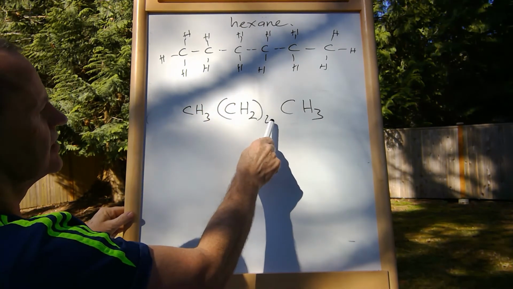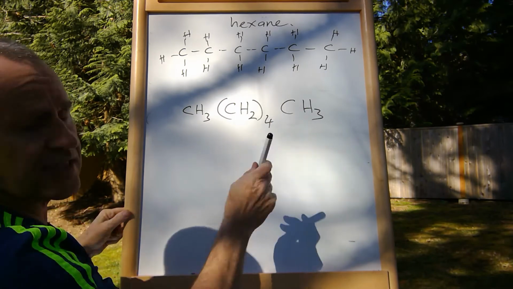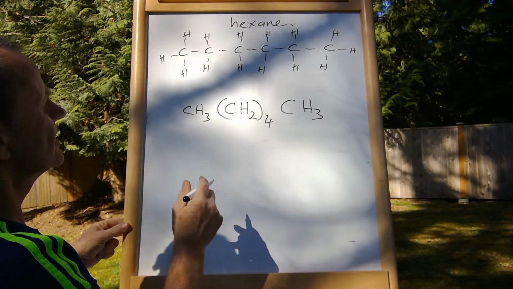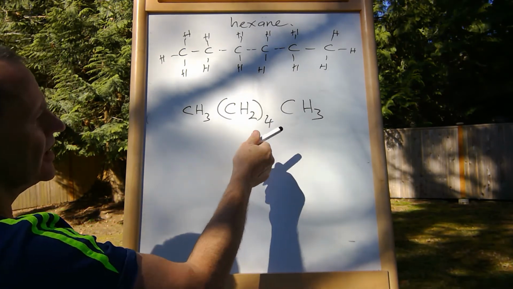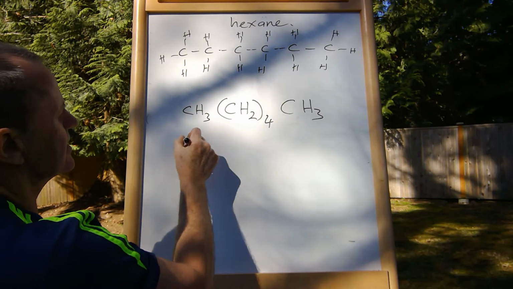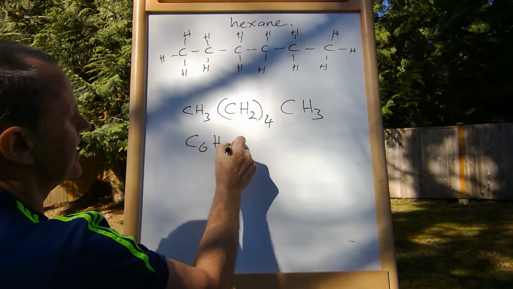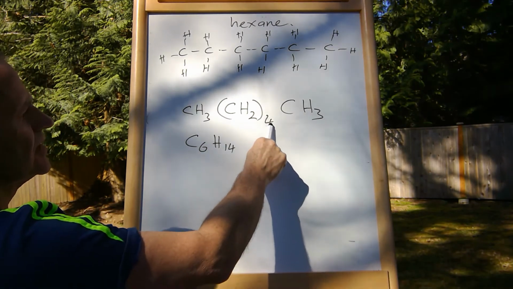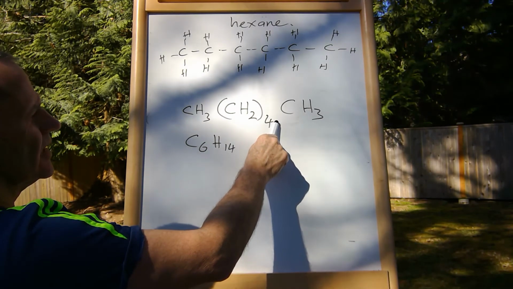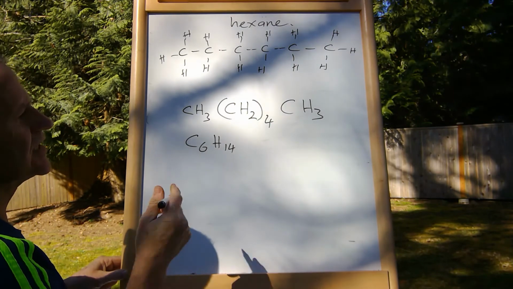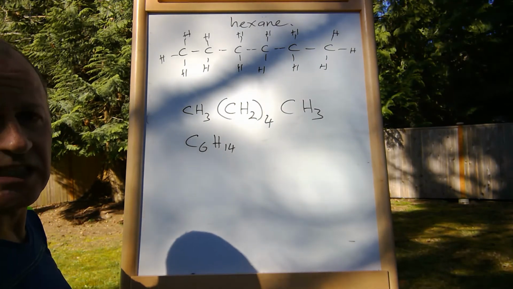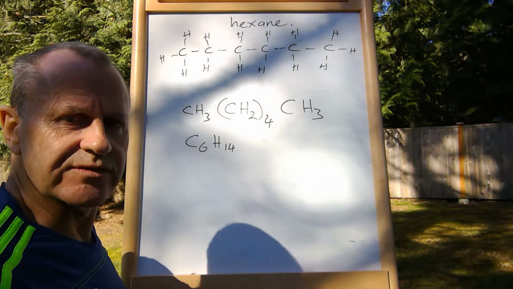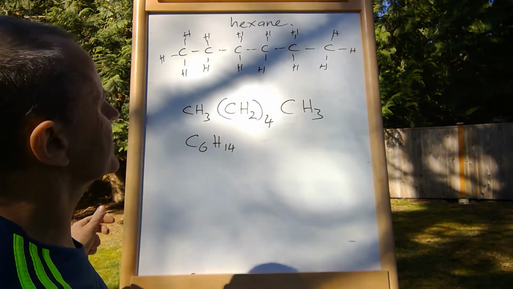So there's another way of showing hexane. 1, 2, 3, 4, 5, 6 carbon atoms, and then we can add up the hydrogen atoms also, and it's going to end up being C6H14. 3 plus 3 is 6, plus 2 lots of 4, which is 8. 6 plus 4 is 14. And then the last way of doing it, the simplest way of representing this.